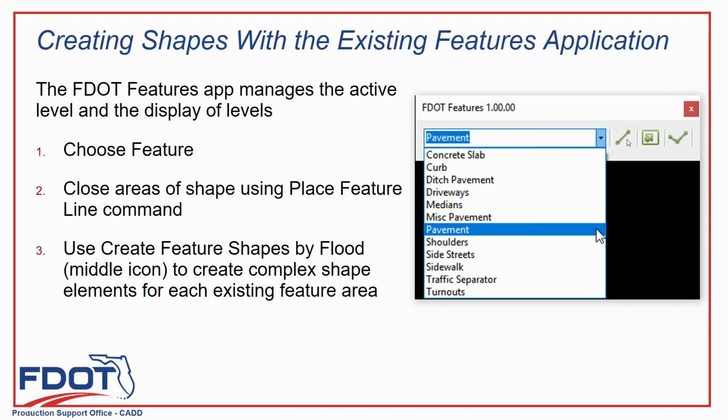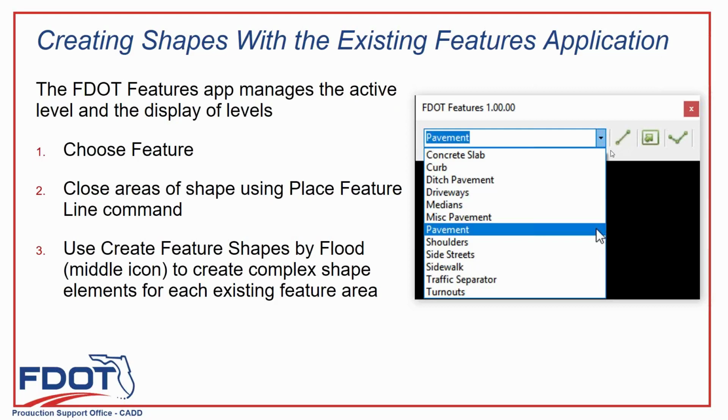You can get to them using the normal MicroStation tool locations, and I can show you where those are as well. But this is kind of handy because you have these three tools here. So you place feature line tool, and then you create feature shapes by flood. So step one is, after you've added the feature that you need into the file, you can place feature line tool using this one right here to close out your shapes.